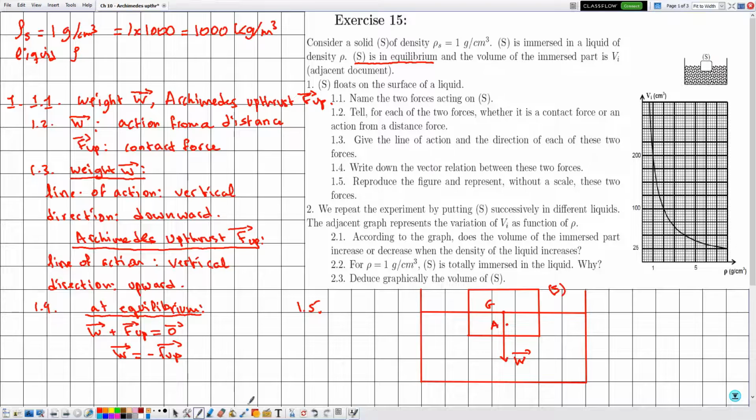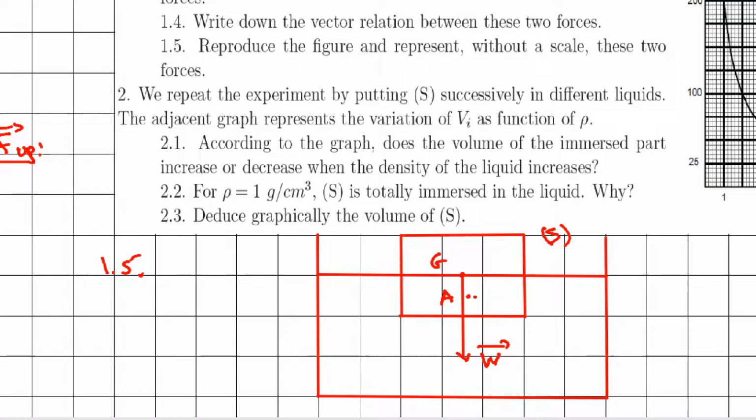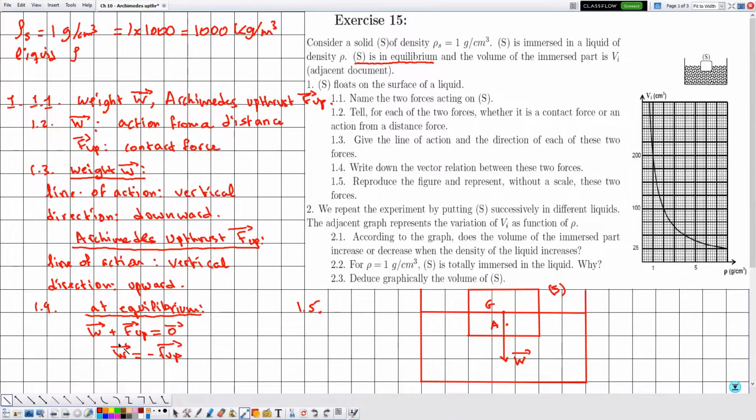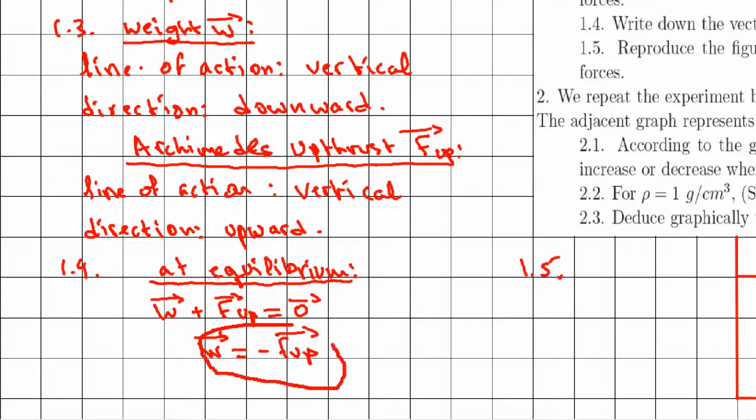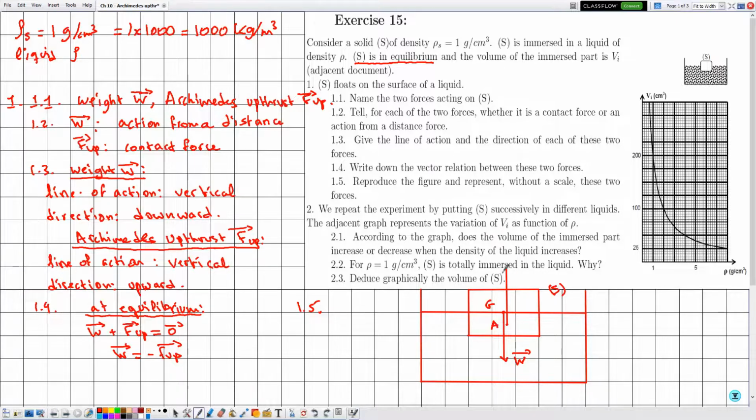Now, F upthrust acts vertically upward. So what's the length of F upthrust? Although here we are representing the forces without scale, since I've considered the length of the vector W to be two divisions, it's important that we represent F upthrust by two divisions as well, because according to this equation, they have the same magnitude. So let's suppose that this is two divisions like this. So this is it for part 1.5.